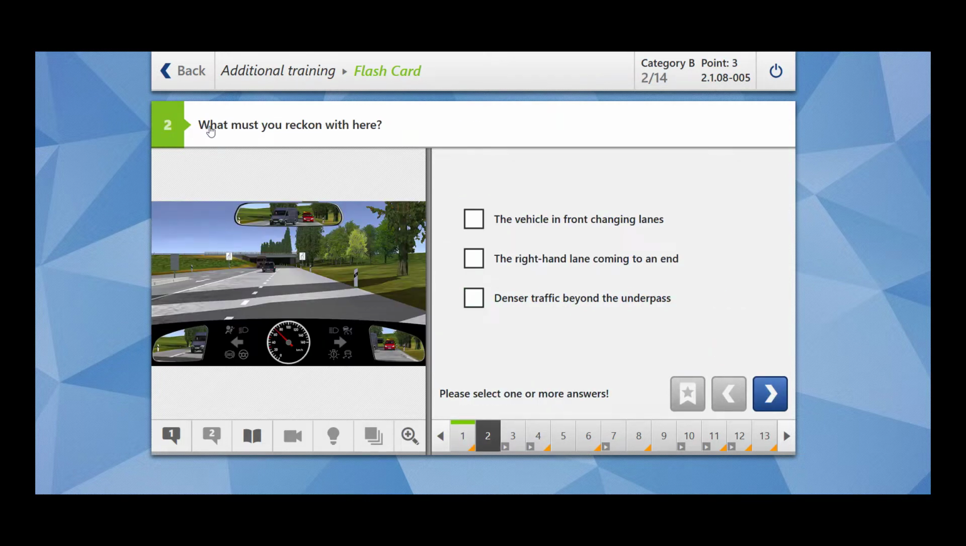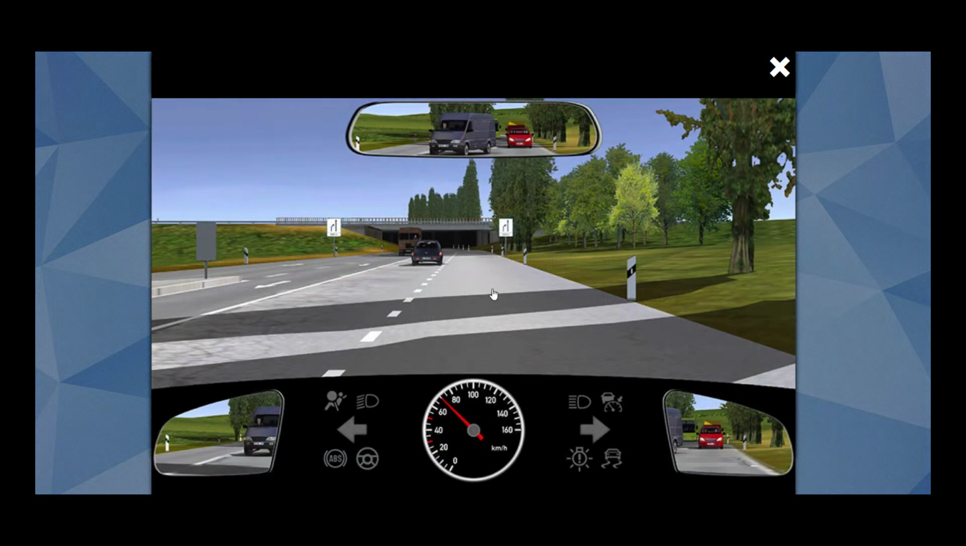Moving towards the next. What must you reckon with here? So what must you consider here? What we see here is that we are on this lane and this lane is about to end. It's going to be terminated. And here we see some distance which is not visible to read.